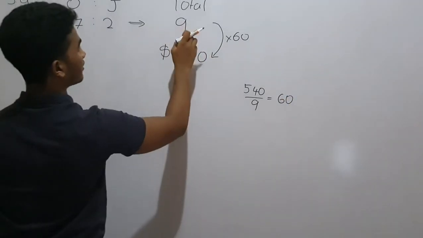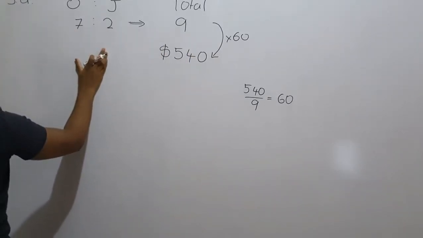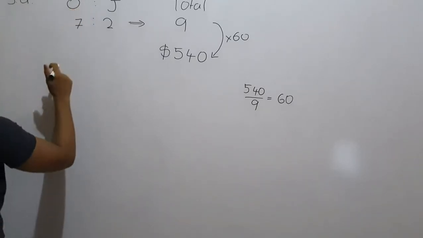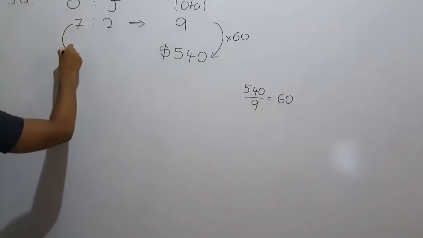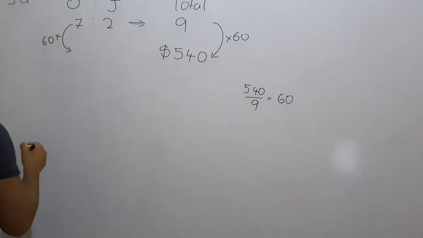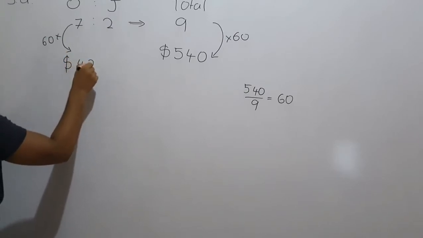So since this is multiplied by 60, these also should be multiplied by 60. But the question is to work out Uma's share. So what we need is Uma's share only. So I multiply this by 60 and get Uma's share as $420.